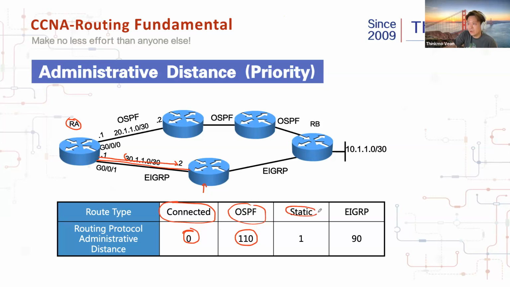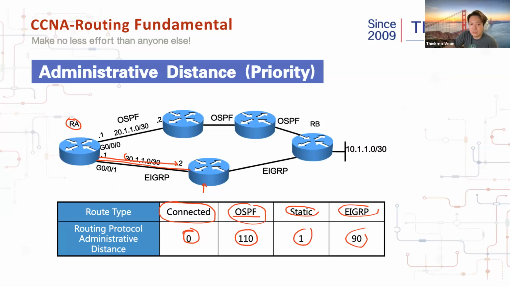And the static route, just now I mentioned, has an AD of 1. EIGRP will have 90. All these values are the default values of the routing protocol itself. You can actually configure the router to make the OSPF protocol use a different AD value, so that it can perform other ways of routing selection. That will be in the advanced course if you are interested.